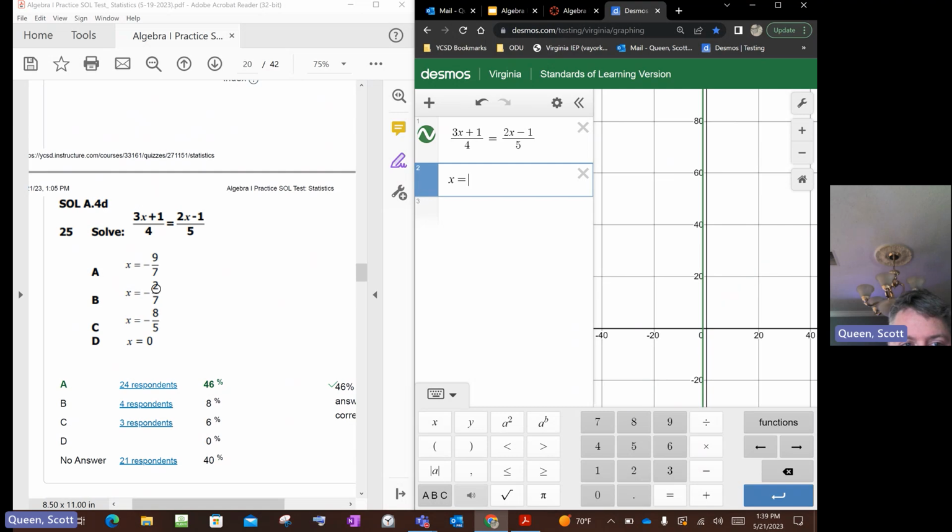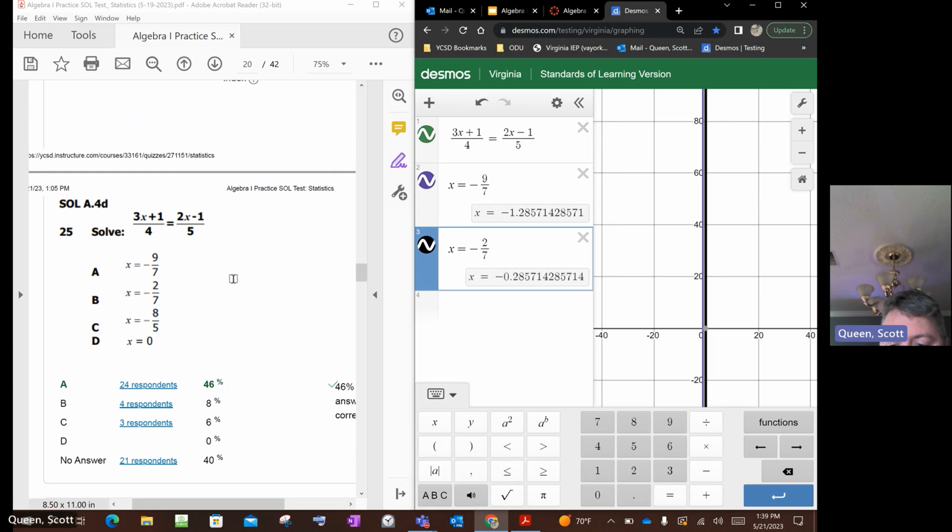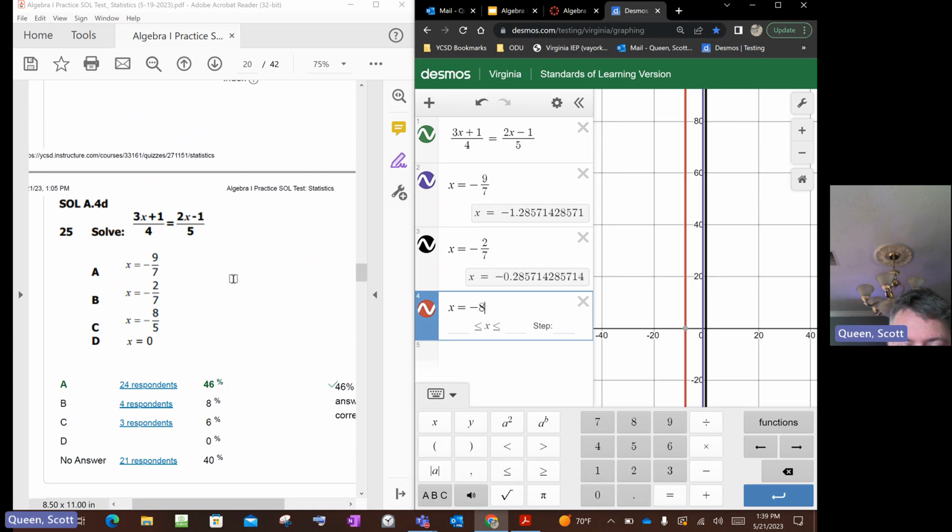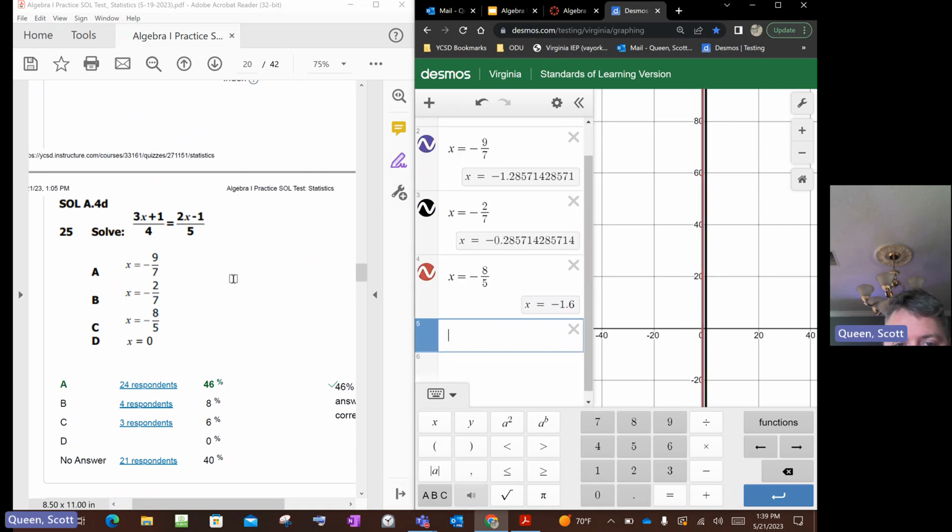A, x equals negative 9 over 7. Oh, did we get lucky the first time? Let's keep going. B, x equals negative 2 over 7. Not it. And C, x equals negative 8 over 5. Definitely not it. Last one, D, x equals 0. Well, we know what that one's going through.